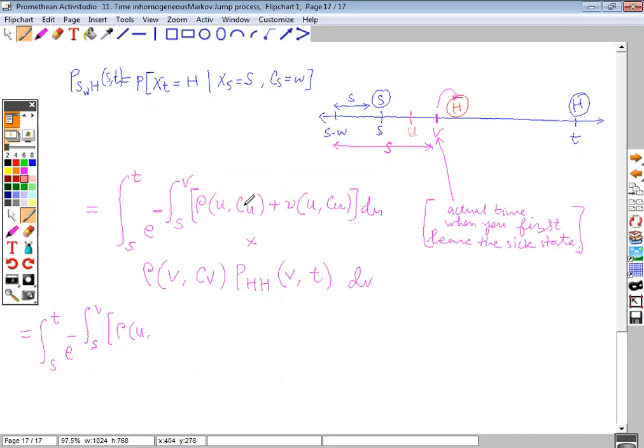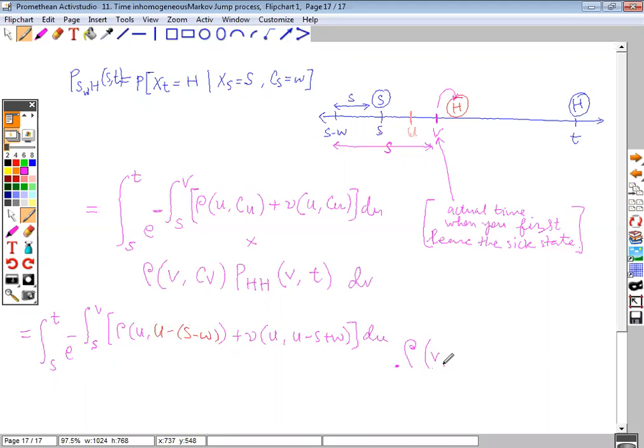So what I will have instead of Cu is u minus, oops. So this will be u minus S minus W. All right, so this is my Cu, and plus mu u comma this again. So this is just u minus S plus W. And this is what you get with du. So this is in the power of this E term. Then you multiply this thing with this transition rate. So this is rho V comma CV.